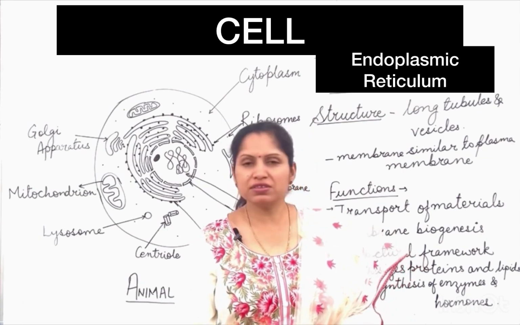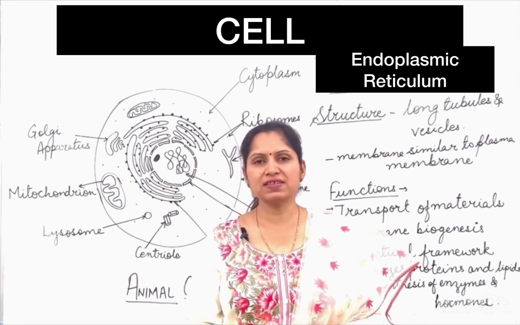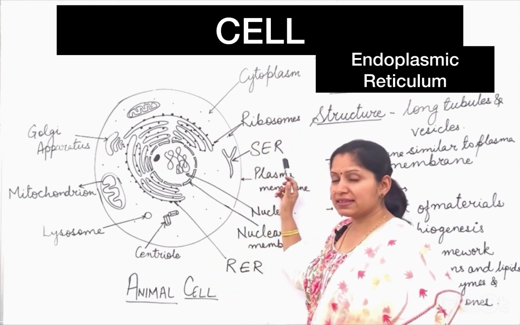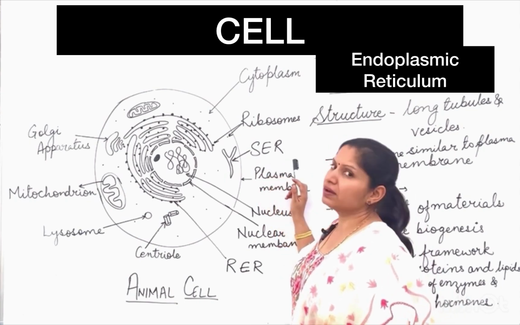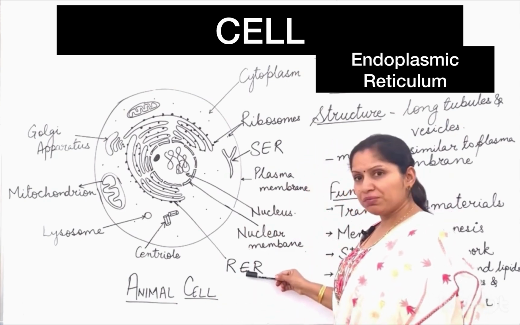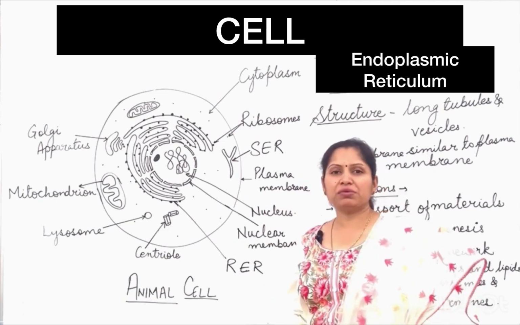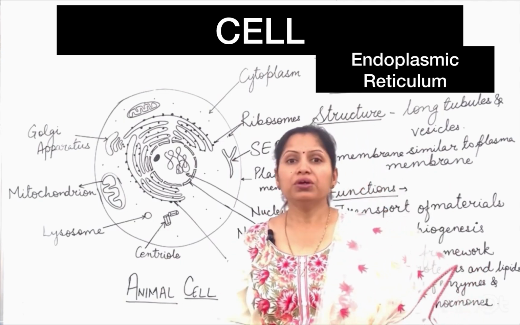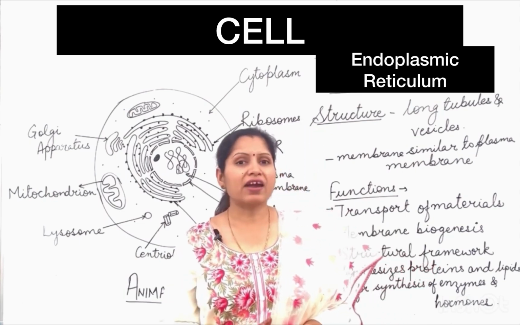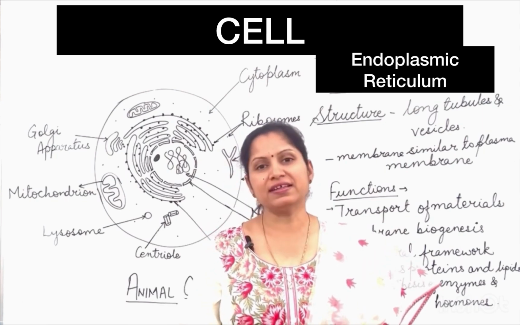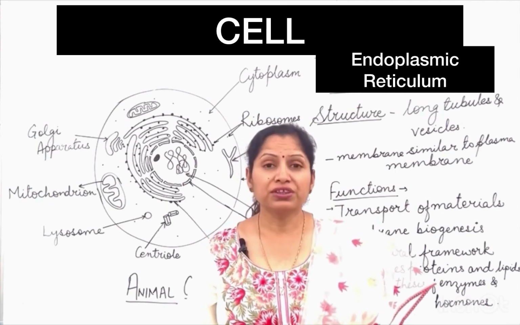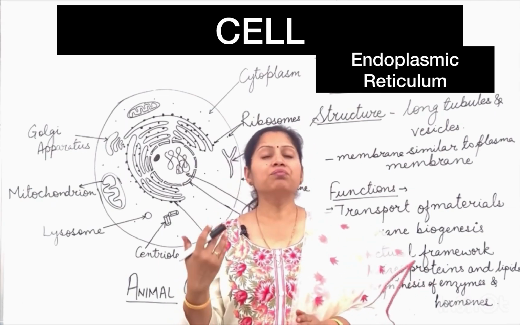If the endoplasmic reticulum doesn't have any ribosomes over its surface, then it's called smooth endoplasmic reticulum, represented by SER. So we have seen endoplasmic reticulum is of two types: rough endoplasmic reticulum and smooth endoplasmic reticulum. Now, the rough endoplasmic reticulum, I told you, contains ribosomes, and ribosomes help in the synthesis of proteins. Ribosomes are also known as the protein factory of a cell. So these ribosomes help in the synthesis of proteins.